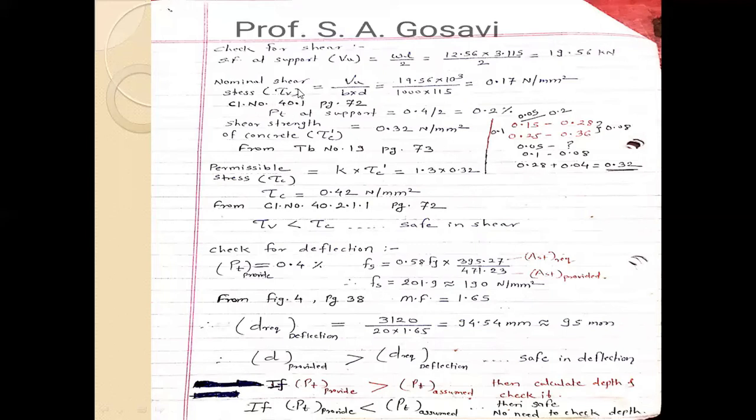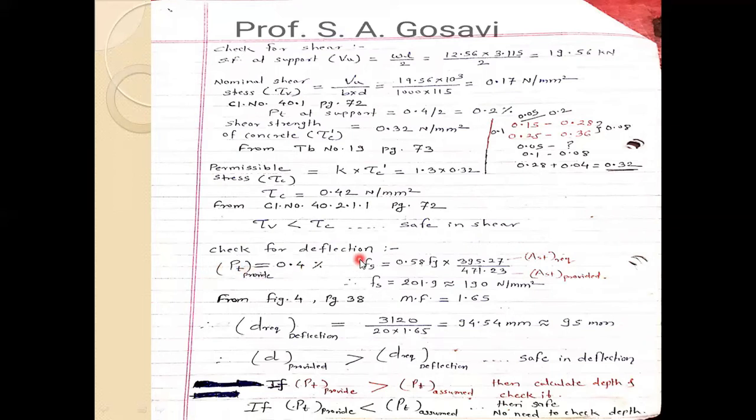Once you get this value of tau B is less than tau C, that is allowable, then your slab is safe in shear. After that, check for deflection. So check for deflection, we need to take that check.